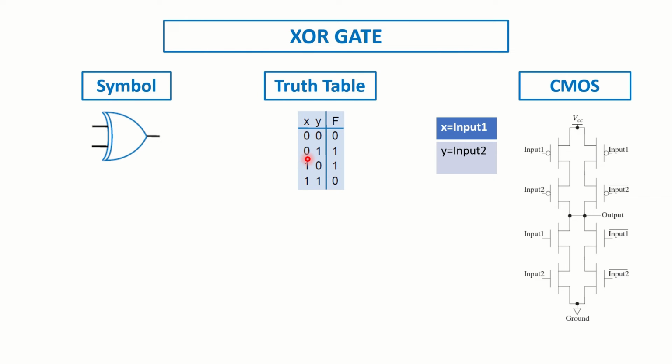For example, if we have 0 as X or input 1, and if we have 1 as Y or input 2, you'll see that this path is going to be closed. So we are going to get VCC at the output. And for example, if we have 1 as X or input 1, and we have 0 as Y or input 2, we'll see that this path will be closed. So we are going to get VCC in the output.